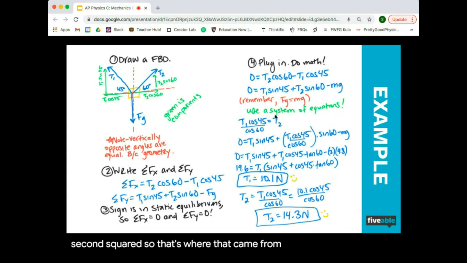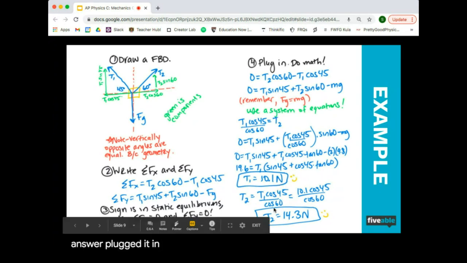And then here, I'm not going to go through all the math that I did. You are free to look at it. The short version is I solved one of the expressions for T2, plugged it into the other one, plugged a bunch of stuff into my calculator, and got an answer for T1, and then took that answer and plugged it in to get an answer for T2.